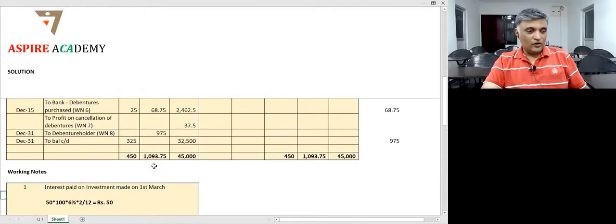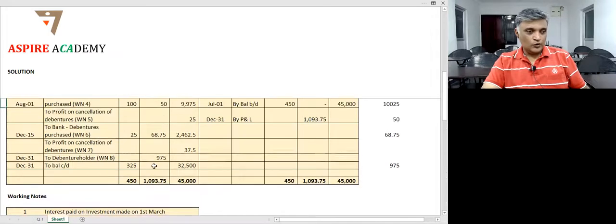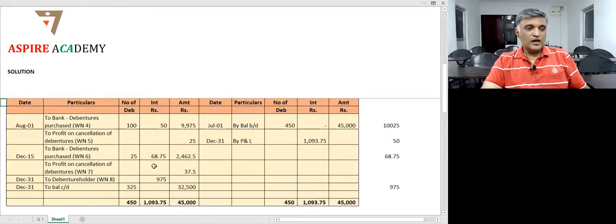Right? So we have actually covered all the 8 working notes. I have actually shown you the working also. So this marks the end of the problem. It's a good problem because you have both cum interest and ex interest, and you need to prepare the ledger accounts in two separate sections, one for the first half and the next for the second half. It's a pretty interesting problem. So I hope it is very clear now.